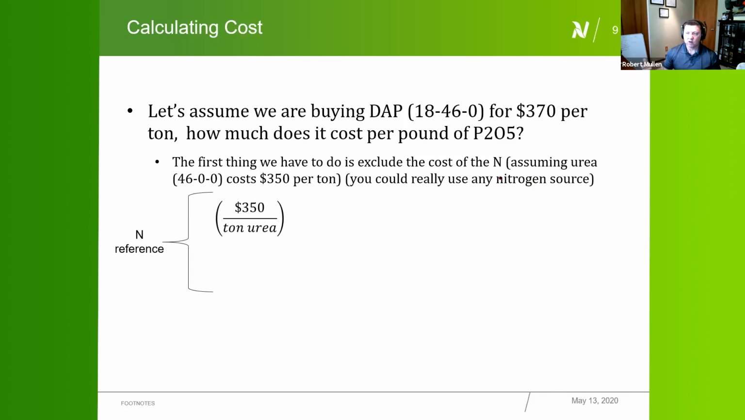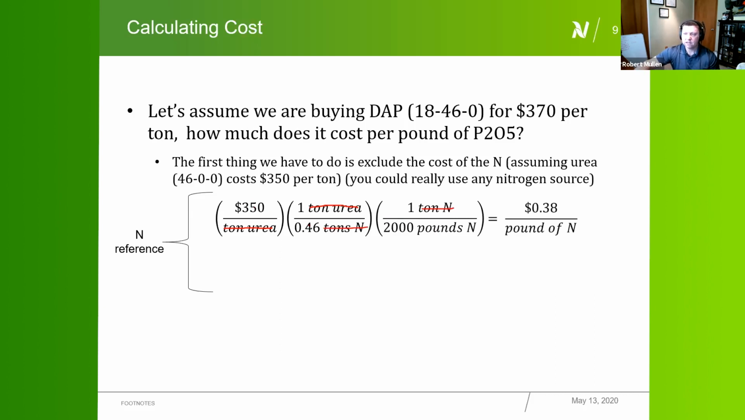So again, what do I know about nitrogen? I know it costs $350 per ton of urea. I know that for every ton, I'm getting 0.46 tons of actual nitrogen. All right, let's make sure we're canceling these things out. The ton of urea goes away. All right, now I know there's 2,000 pounds in a ton of urea, so the ton of urea goes away. And so I can carry out the math, 350 divided by 0.46 divided by 2,000, it's 38 cents per pound of nitrogen.